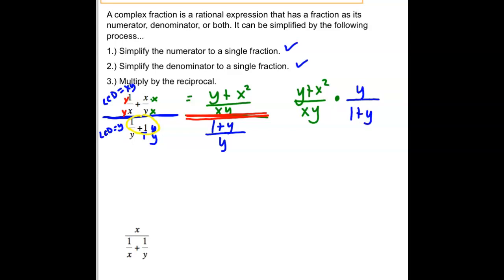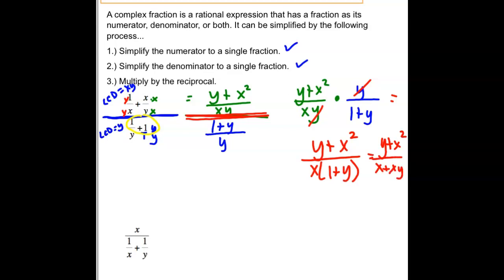All right, then we look for anything that we can reduce out. In this case, we could reduce out this y, 1 there with 1 there. And what we have left then is a y plus x squared on top and an x times a 1 plus y on the bottom. And we could distribute that x out, y plus x squared divided by x plus xy. Okay, I'm fine with you leaving it in this form as well.